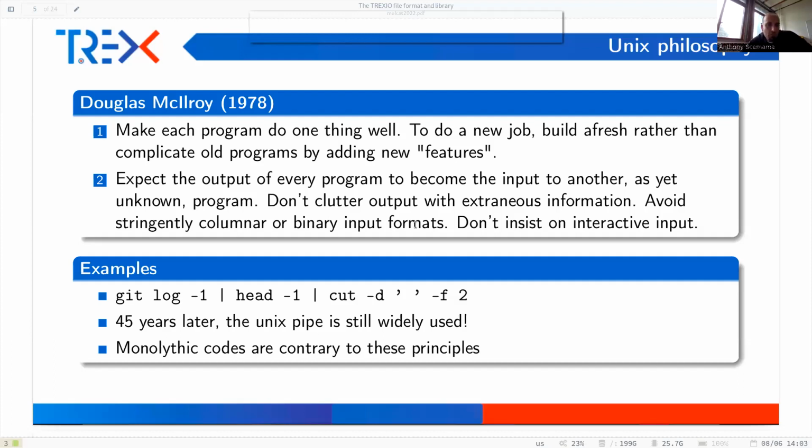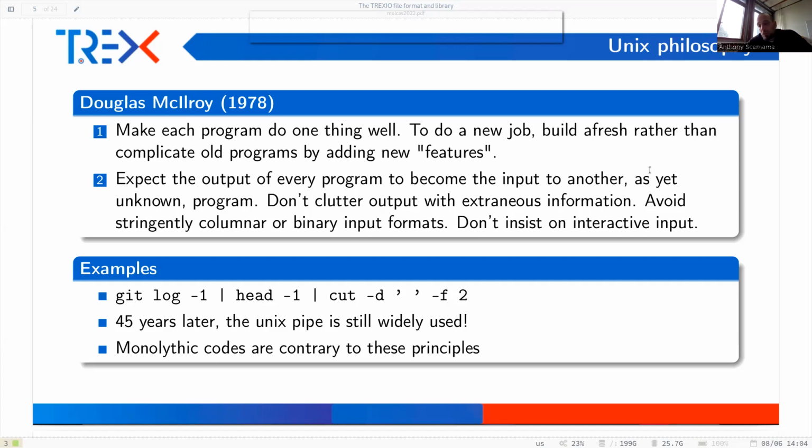If we take a few examples, which are probably obvious, we can execute a few programs. git log takes nothing as input and produces a string. head takes a string input and produces another string, and cut takes a string input and produces another string. So this command takes nothing as input and produces a string by composition. And we see that 45 years later, the Unix pipe is still widely used.